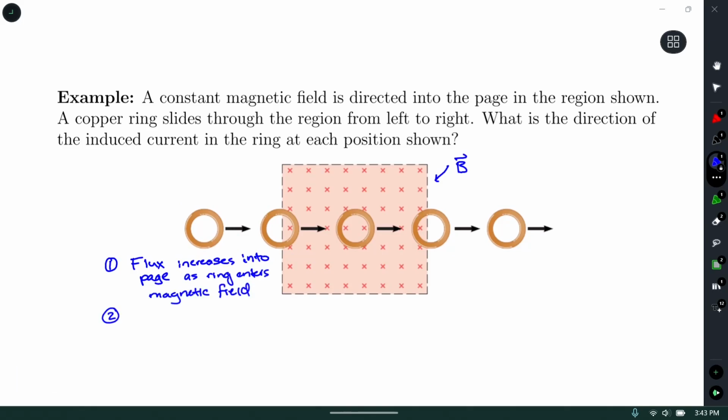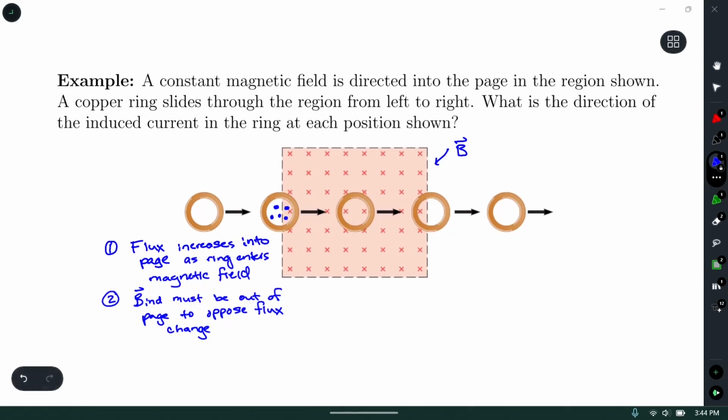Second step in Lenz's law is to consider what needs to be done to oppose that change in flux. So if we have more flux into the page, the induced magnetic field should create a flux out of the page to oppose it. So the induced field within the ring must be out of the page to oppose the change in flux within it. And we represent out of the page with dots instead of crosses. So we should have a field within this ring that is now pointing out of the page as it's entering the magnetic field region.